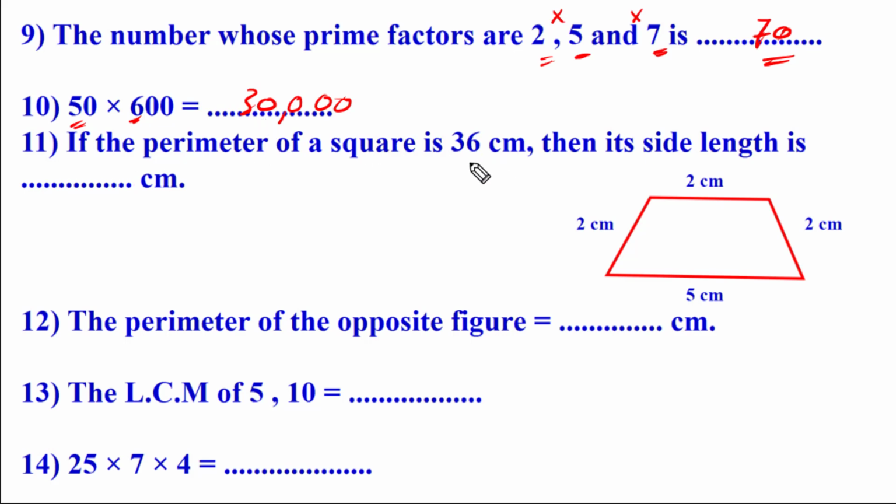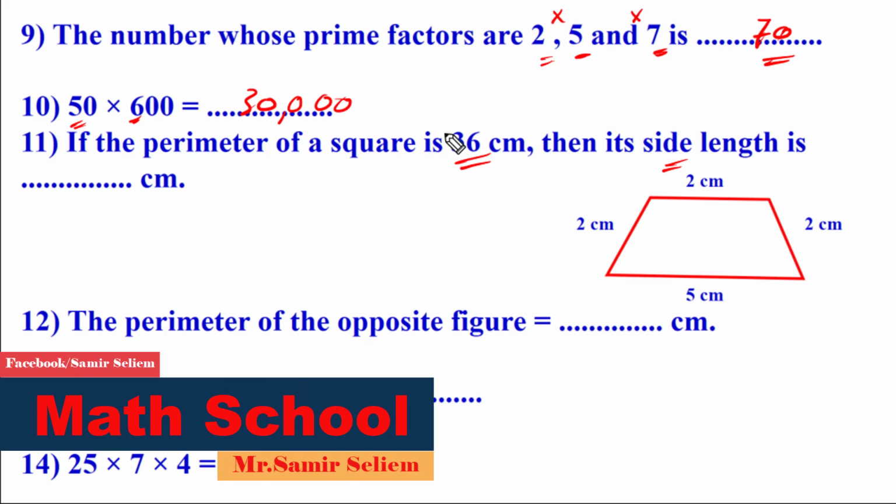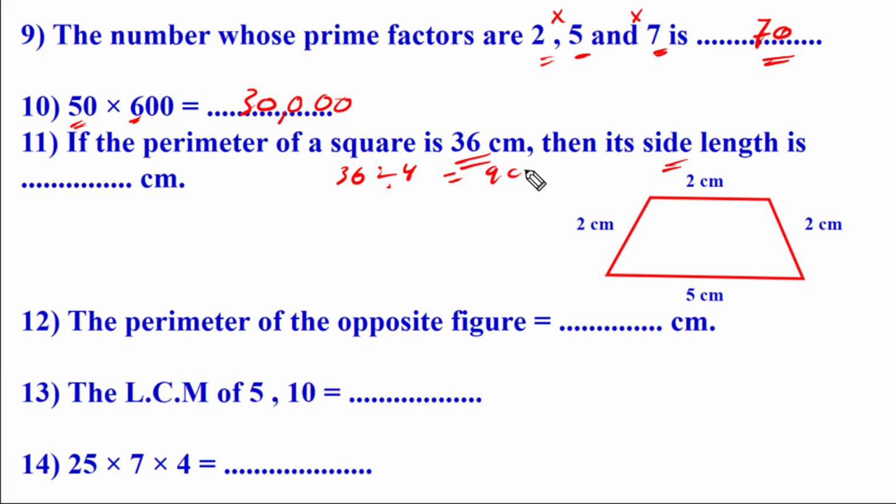The perimeter of the square is 36 centimeter. Then its side length. To find its side length, we will divide its perimeter by guys, what? By number of sides, which is 4. 36 divided by 4 equals what? Equals 9 centimeter. We studied before.